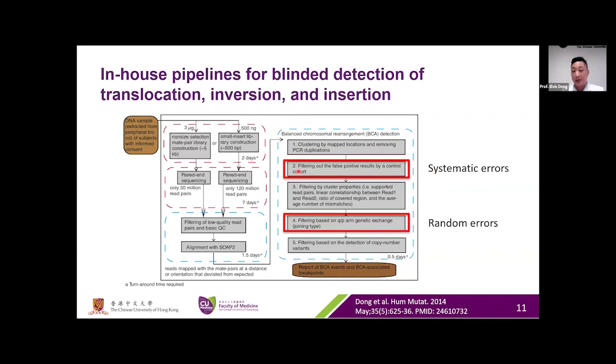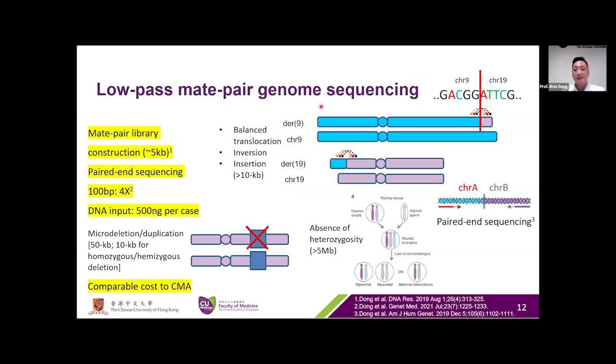in several groups of indication. So I would like to introduce some of the results for your information. This is the whole setting, we call it low-pass mate-pair genome sequencing. In our lab, we also have another name for this assay. We call it ChromoSeq, because we would like to sequence the whole chromosome to look into whether there's a deletion, duplication, or whether there's a translocation, inversion, insertion. Last but not least, we need to look at regions of heterozygosity or runs of homozygosity.